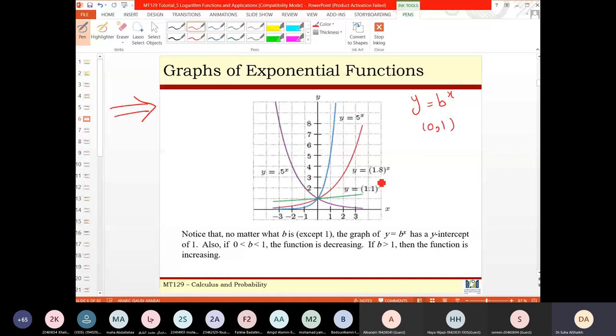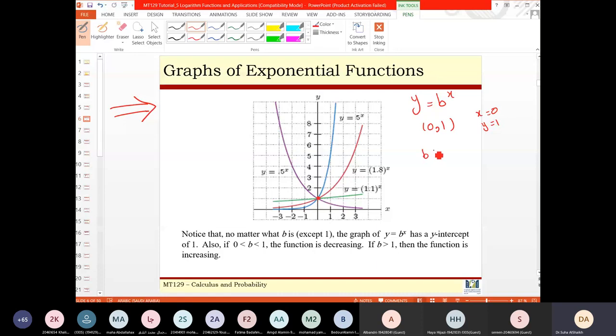0 and 1. All the time it passes through the point 0 and 1. لأنه whenever الx 0, the y will be b to the power 0, which is 1. دائما, no matter what does b equal to. صح ولا لا؟ بغض الb, all the time, لما الx ب0, الy ب1. For all the exponential functions, all the time pass through the point 0, 1.